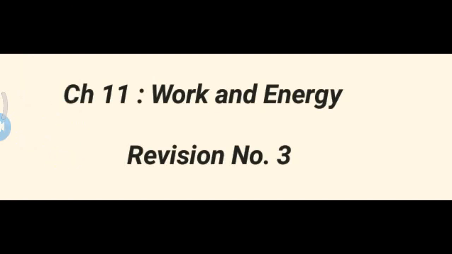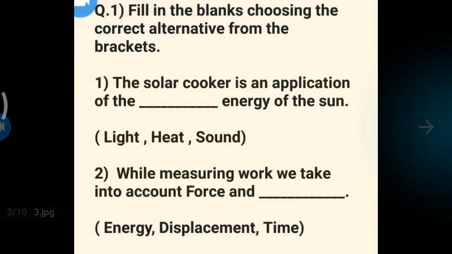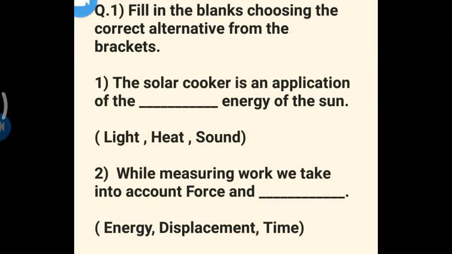All right, now let's start writing the questions. First question, fill in the blanks choosing the correct alternative from the brackets. I hope by now you all know how to write fill in the blanks. You will be writing the complete sentence and putting the blank, the correct answer that are given in the brackets. So here are our questions. First one, the solar cooker is an application of dash energy from the sun. Option, light, heat, sound.